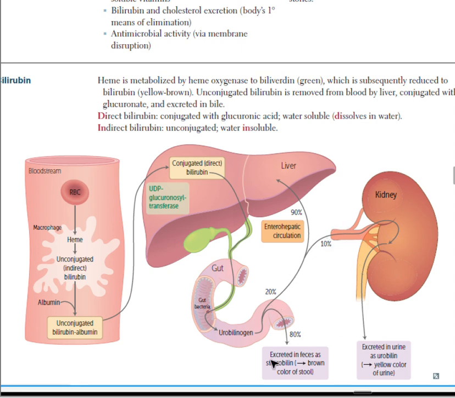So you guys can see that 20% comes here. It's used in the stercobilin in the brown color of the stool, right? Here 90% is reused again. And of that, 10% goes to the kidney and gives the urobilin color to the urine. So this gives the yellow color to the urine, right?